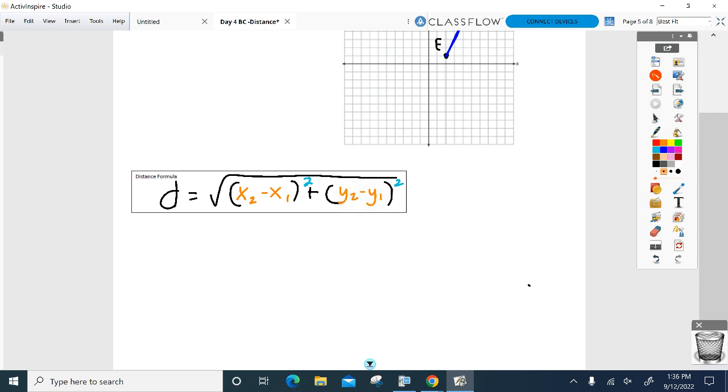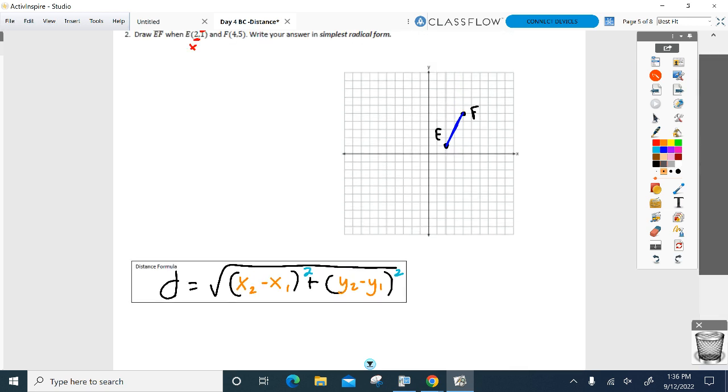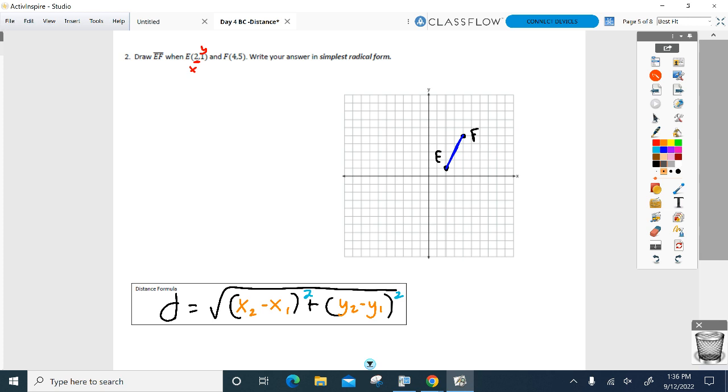Now, before I do that on EF, I have a quick discussion with you. Will it matter if I do 2 minus 4 or 4 minus 2 in the distance formula? Will that affect my answer, the order I subtract them?